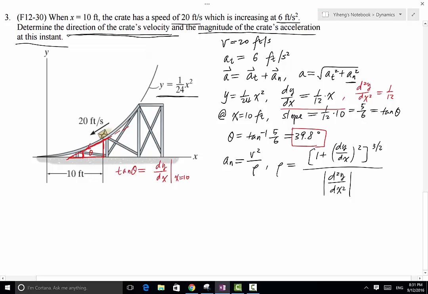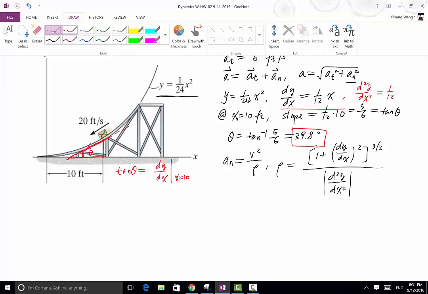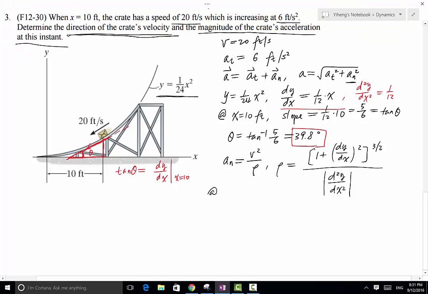Therefore, again, at x equals 10 feet, rho here equals 1 plus dy/dx, which is 5/6, raised to the second power, the whole thing raised to the 3/2 power. On the denominator, that is the absolute value of 1/12. So we can evaluate this rho to be 26.47 feet.